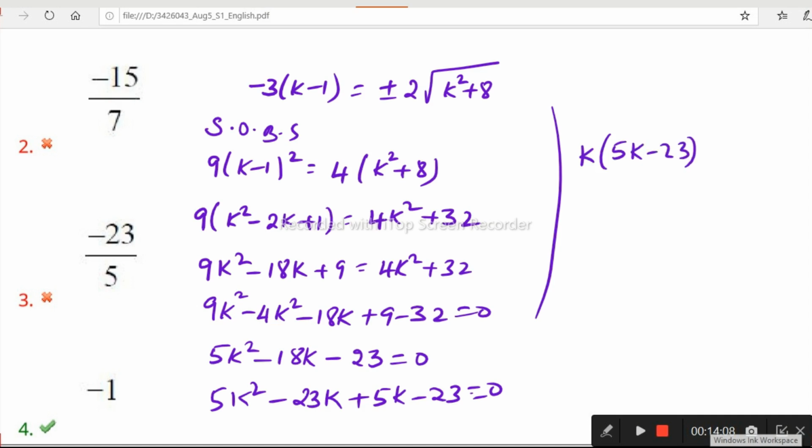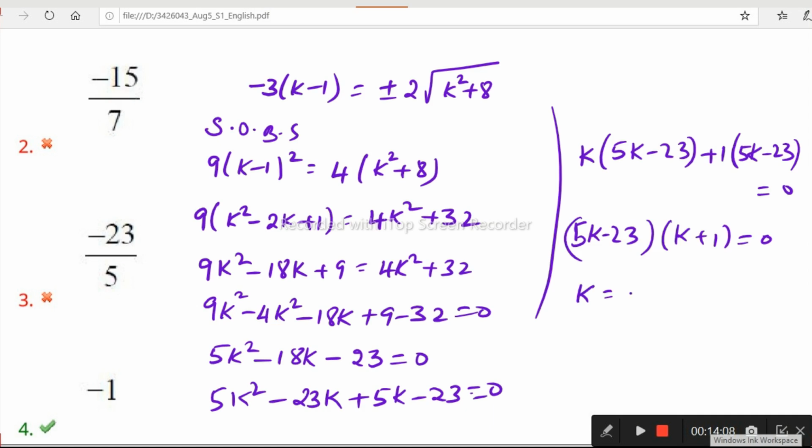From the next two terms, I am taking the plus 1 as common. This is 5k minus 23 equals 0. What is the common factor among them? (5k minus 23)(k plus 1) equals 0. We got the k values as either minus 1 or 23 by 5.